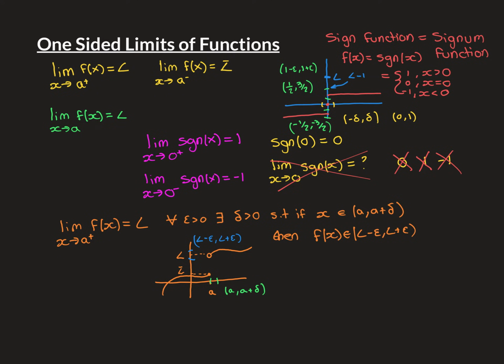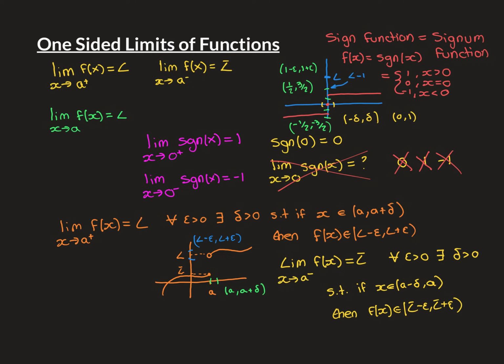So truly, I've shown you then that I can find a delta for whatever epsilon you give me that is going to be mapped entirely into that epsilon interval. So this does satisfy this definition for the right-hand limit equaling 1. So now let's have a look at the definition for the left-hand limit.